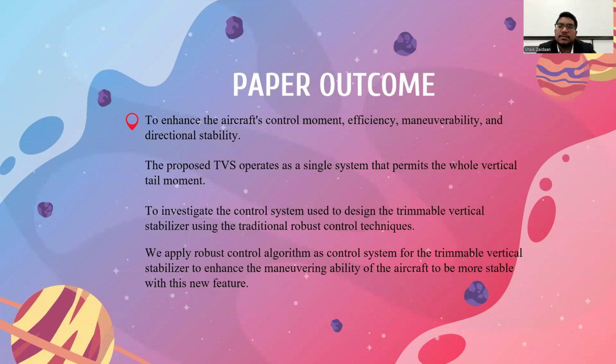The paper outcome talks about enhancing the aircraft control movement, efficiency, maneuverability, and directional stability. The proposed TVS, Trimmable Vertical Stabilizer, operates on a single system that permits a whole vertical tail movement. To investigate the control system, we designed the Trimmable Vertical Stabilizer using traditional robust control techniques. We also apply the robust control algorithm to control the system for the Trimmable Vertical Stabilizer to enhance the maneuverability of the aircraft to be more stable with the new features.